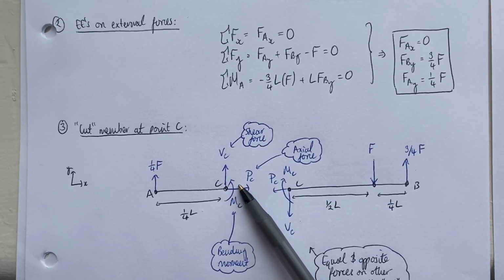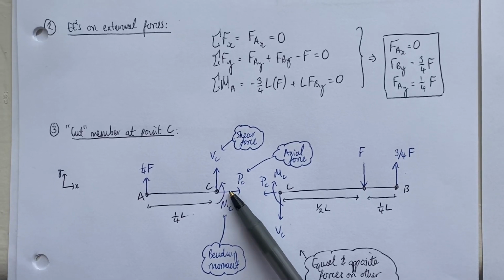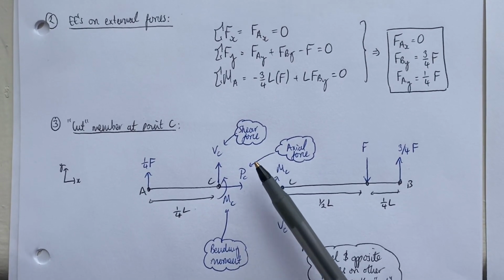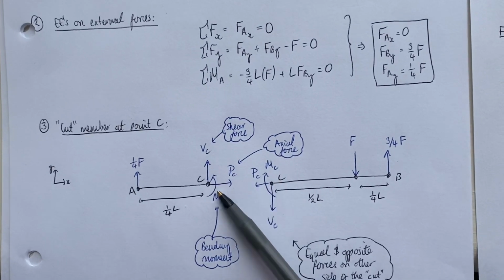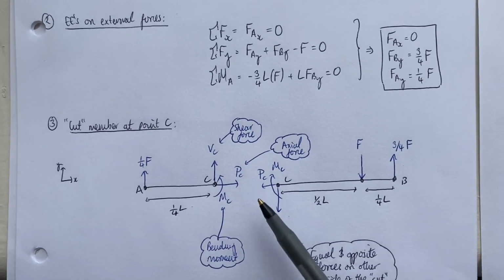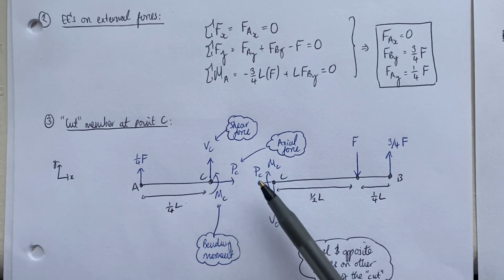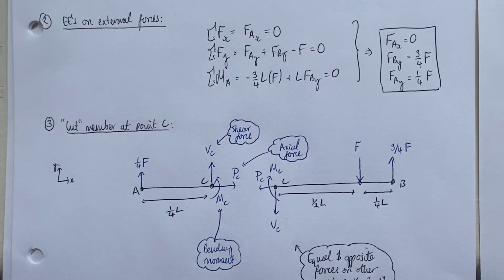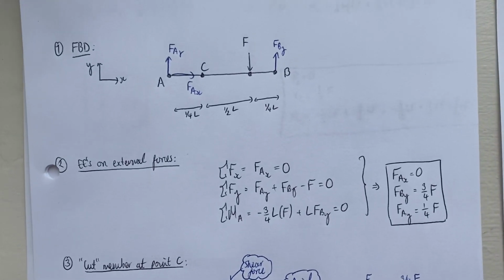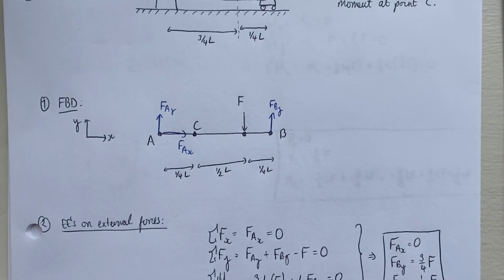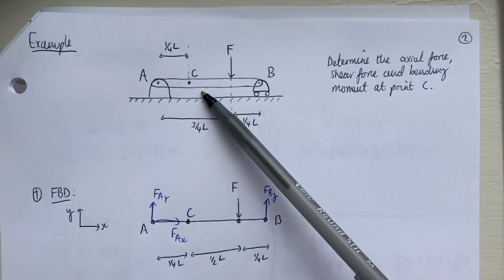And then we found the axial force, shear force and bending moment at point C by applying the equilibrium equations to either side of this free body diagram system, where we have the left hand side and the right hand side. So that was fine, but that only told us what was going on specifically at point C.